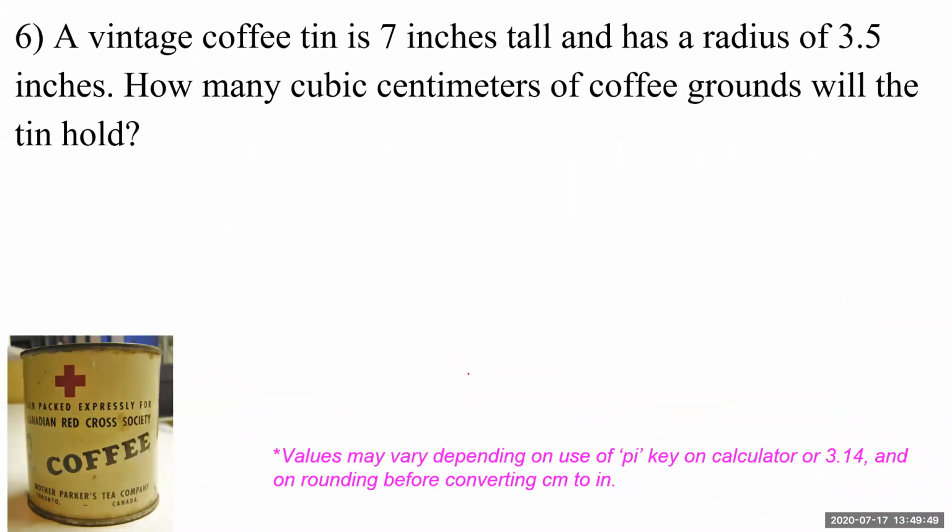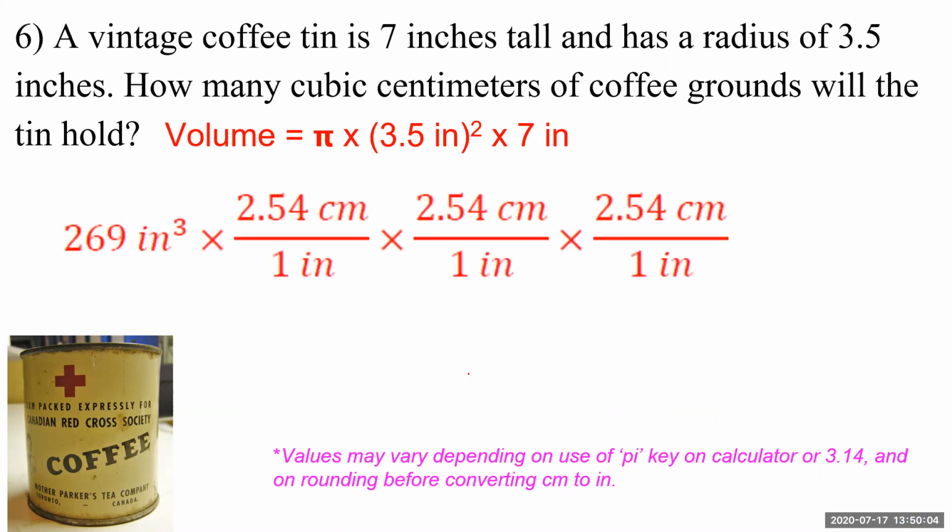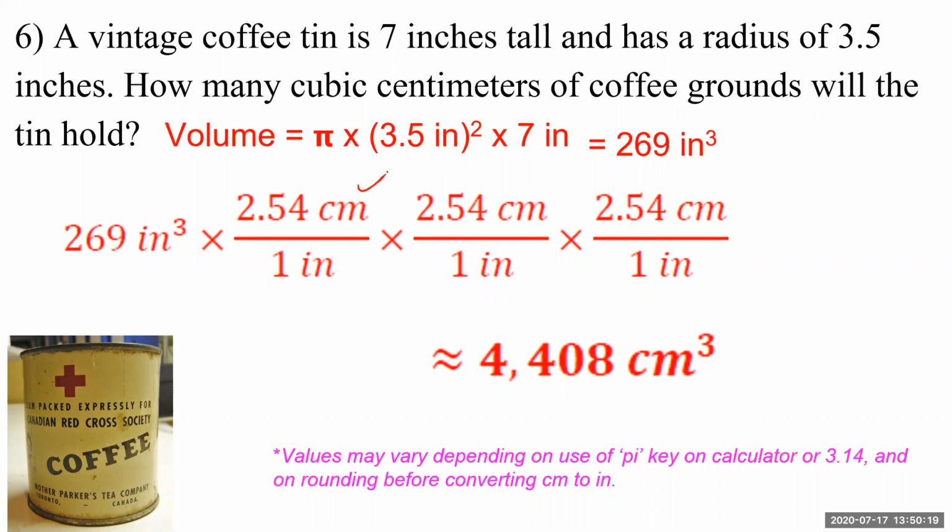Now, a vintage coffee tin is 7 inches tall and has a radius of 3.5 inches. How many cubic centimeters is that? Is that okay? So you find that in inches and then you change from a cubic inch into a cubic centimeter. And because you are dealing with a cubic unit, you multiply 3 times, okay? And that is how you do that.